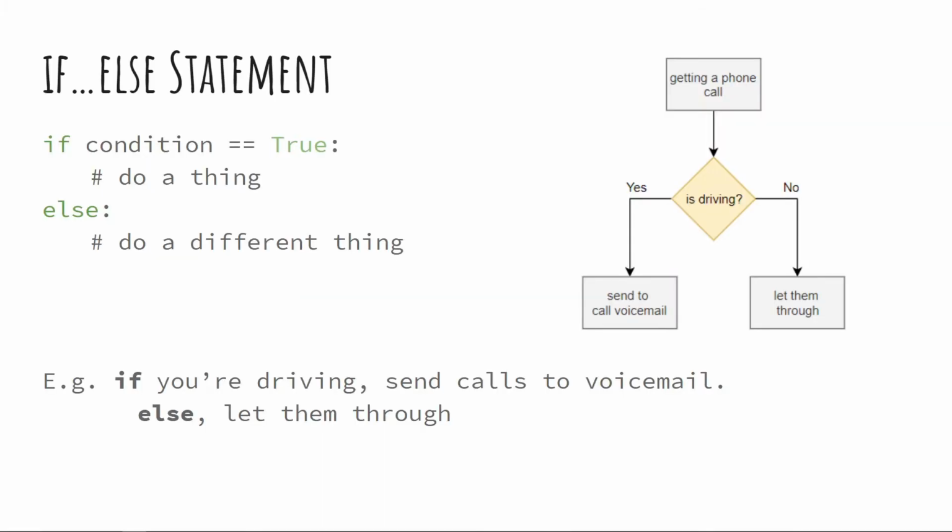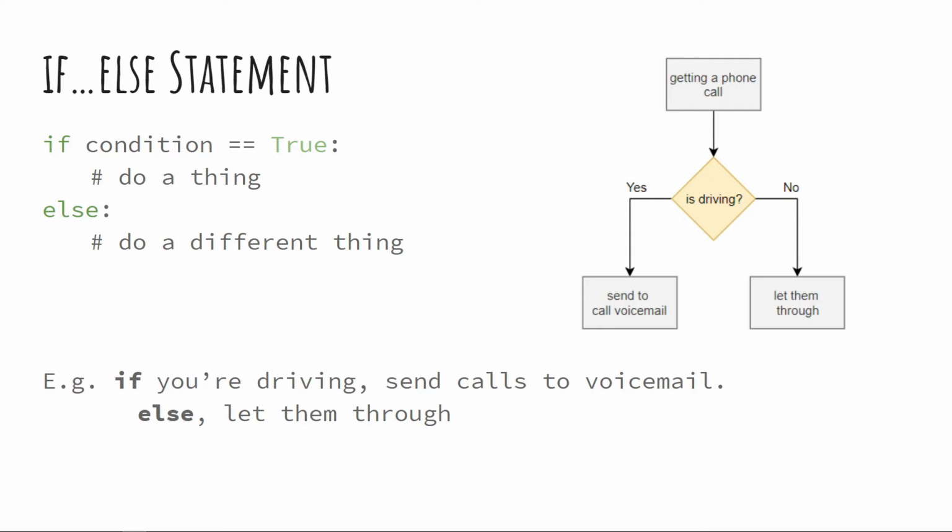One thing we could use in conjunction with if statements is else. So else works a bit like the flowchart that you can see on the slide. So our condition here would be is driving, which would probably be a Boolean. If we are driving, then we want to send the call to voicemail when we receive a phone call. On the other hand, if we're not driving, then we want to let that through.